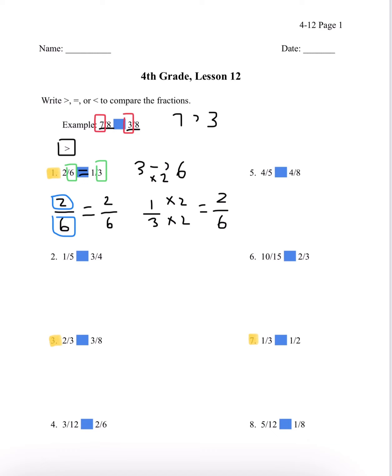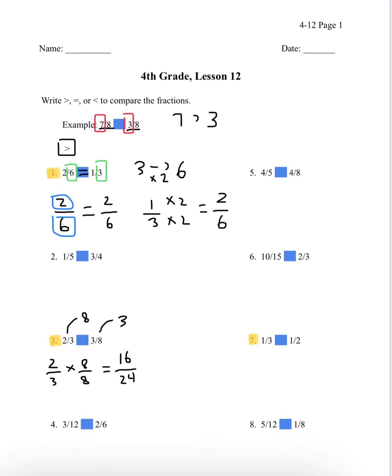Number 3, we have 2 over 3, blank, 3 over 8. We have to get the same denominator, but we have a 3 and an 8 here. So if we do common factor, we could do 24. 3 can go into 24 8 times, and 8 can go into 24 3 times. So we're going to multiply 8 for top and bottom. 2 times 8 equals 16. And 3 times 8 equals 24.